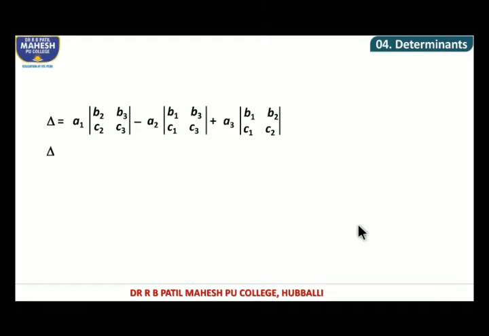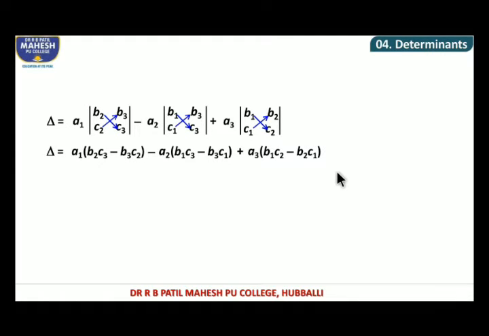Therefore, students, here we will simplify this by expanding the determinants. So, a1 into the bracket of the value of this determinant: first multiply b2, c3 minus b3, c2. Next, minus a2 into the value of this determinant, that is b1, c3 minus b3, c1. Next, plus a3 into the bracket of, again, the value of this determinant, b1, c2 minus b2, c1. So it is the value of this given determinant.